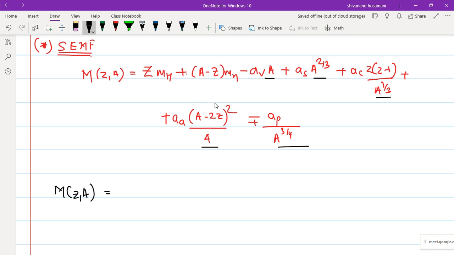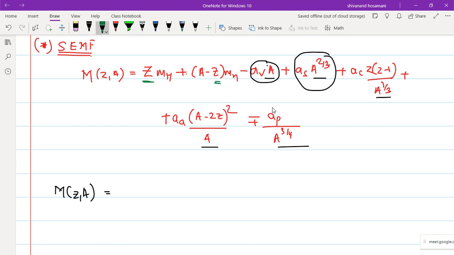See, here there is no dependency on Z. This part there is no dependency on Z. And this part also there is no dependency on Z. So all of the terms here, we don't have any Z dependency. Then Z power 1 dependencies are there here. Z power 1. Then here also only Z power 1.